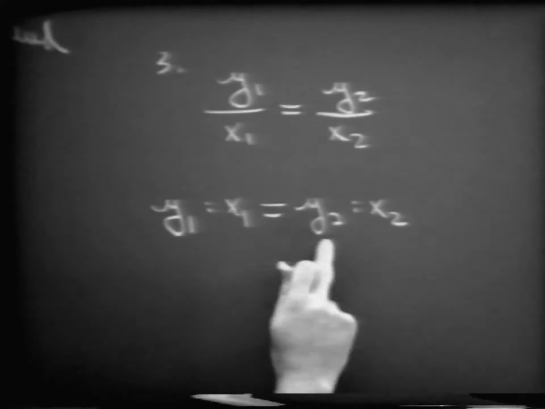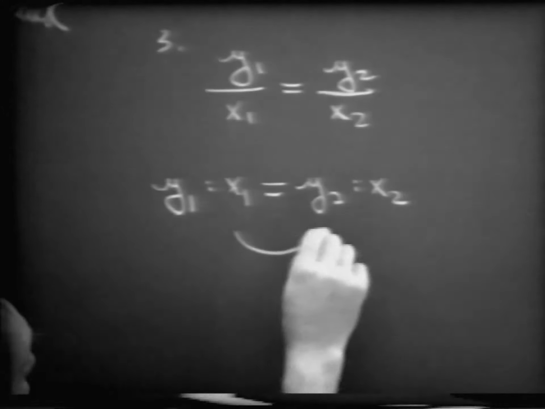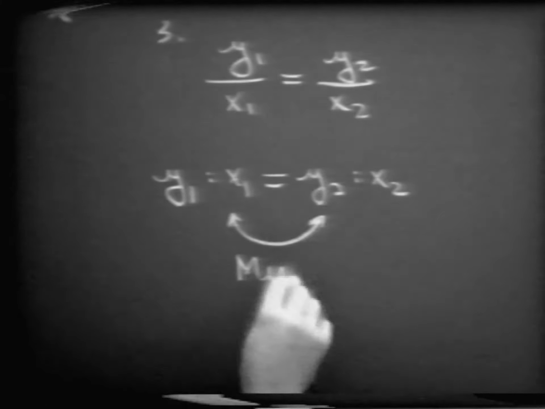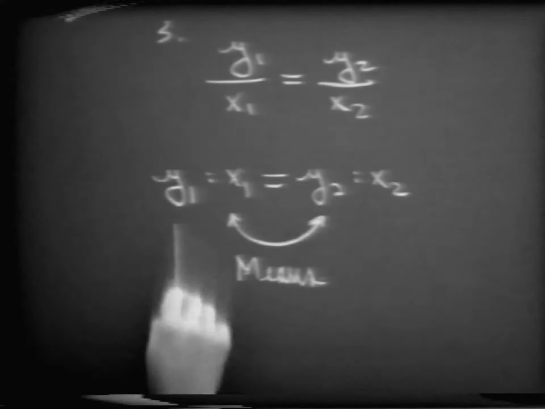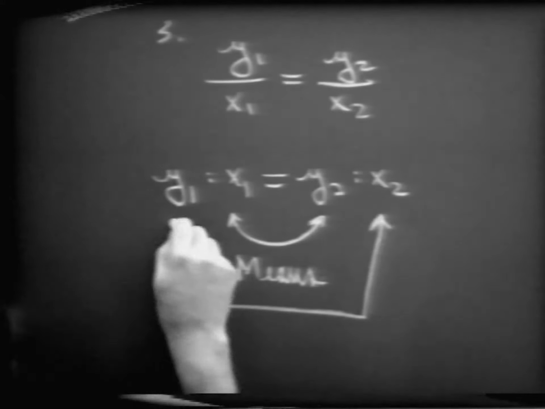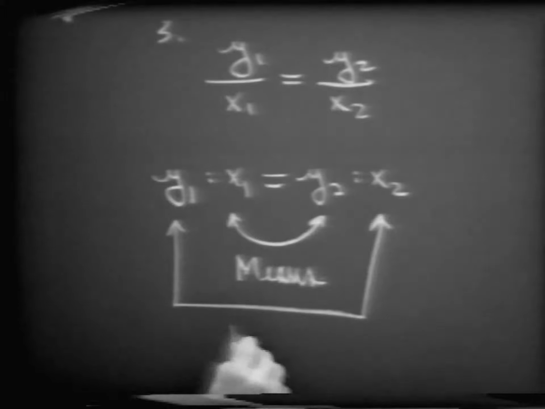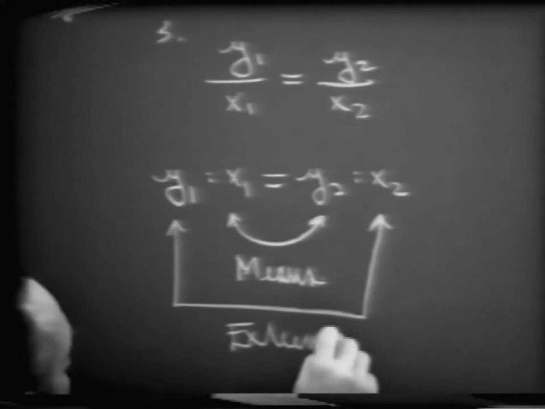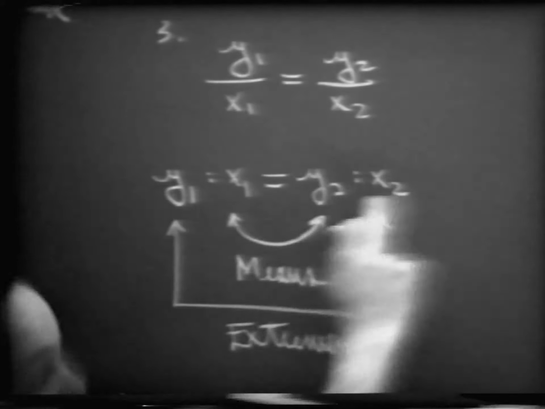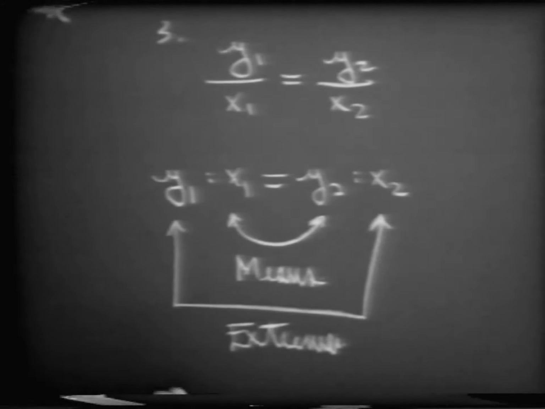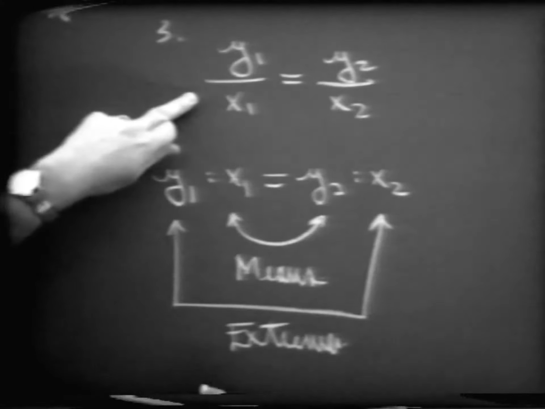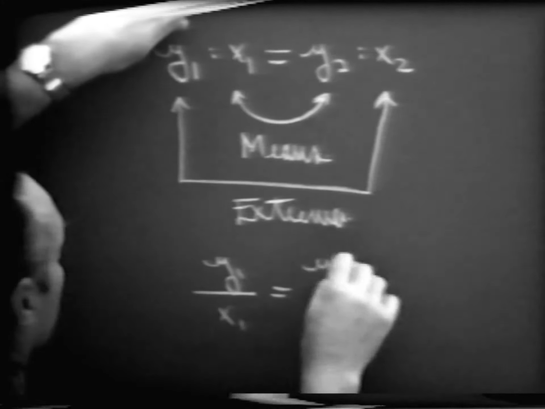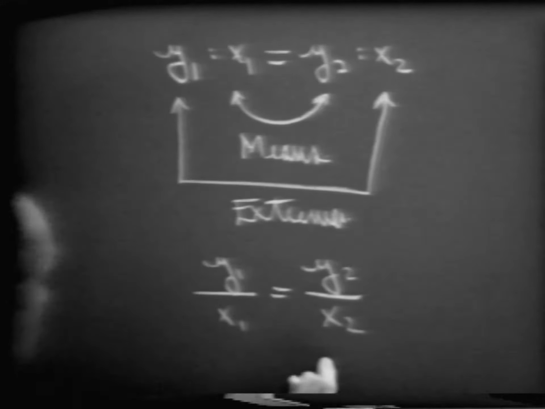Now, notice the two numbers here in the middle. Because they are in the middle here, we may think of these as the means. And these two numbers out on the ends are in the extreme position, and that's indeed the name we give these two elements: the extremes. So let me write down our original proportion again. Notice I call this a proportion. Y sub 1 is to x sub 1 as y sub 2 is to x sub 2.